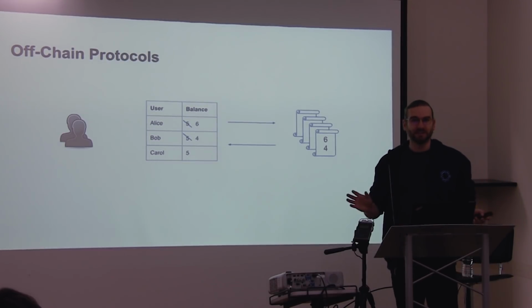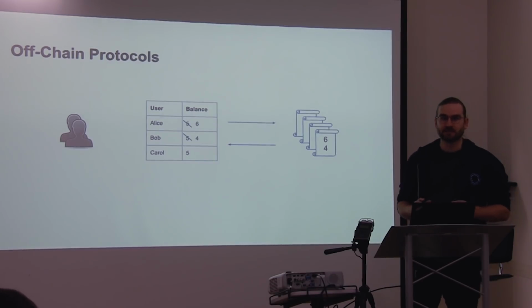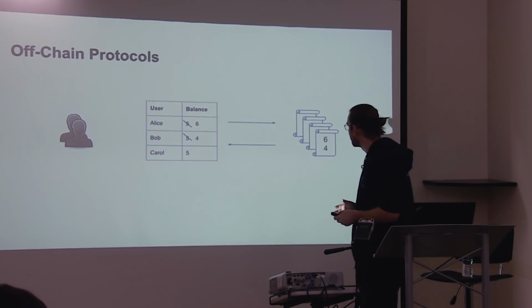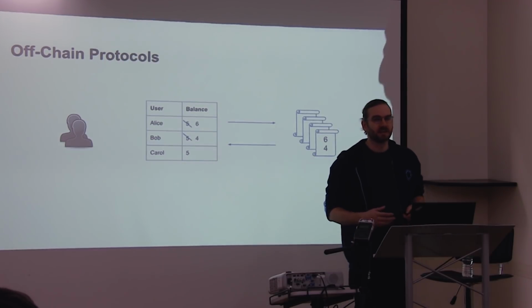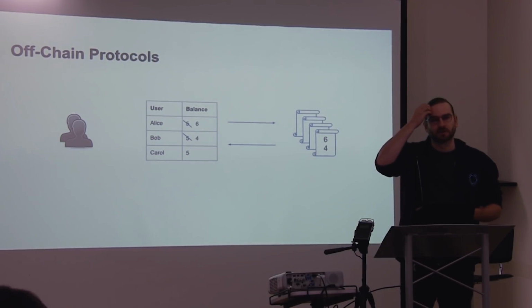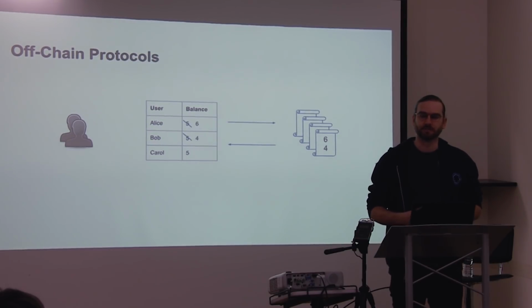So this is the very simple concept. And what we actually need for this to work is some way of updating the state, of making sure that we agree on what the current state is and what it would look like if we were to go on chain.